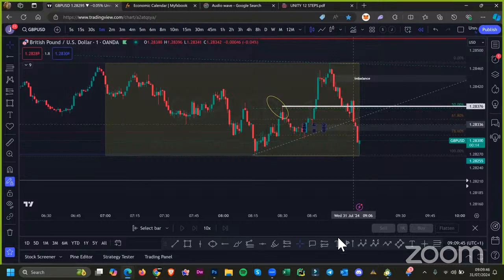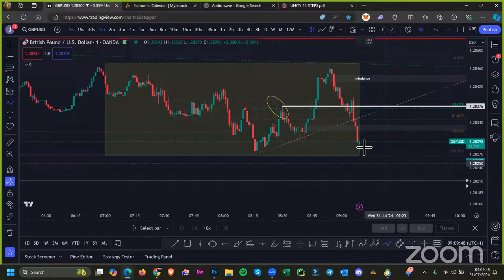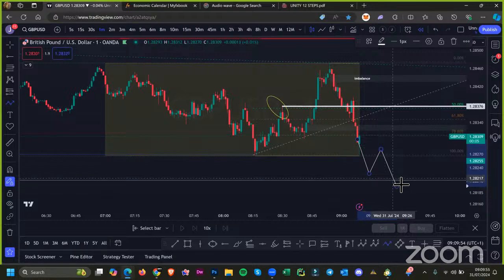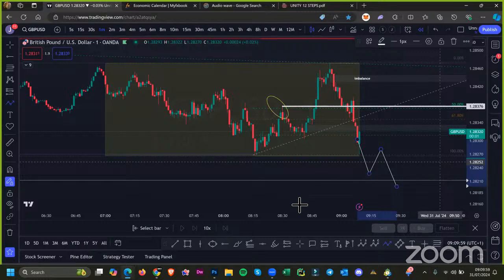But if it does this, well, that is indication, correction, continuation. You have the ability to get into this trade, especially if it's within our trading area, trading time.